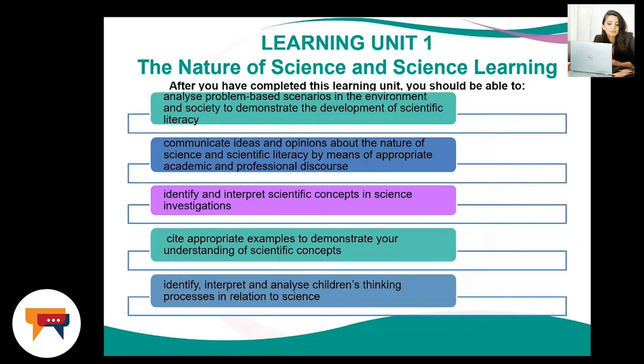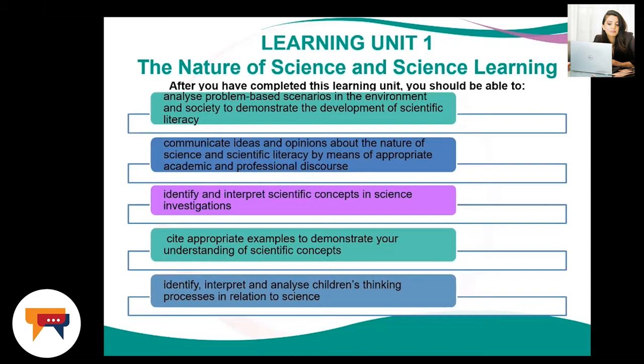And be able to get students to communicate their ideas and opinions about the nature of science and scientific literacy by means of appropriate academic and professional discourse, and then obviously identify and interpret scientific concepts in science investigation. So when you're doing an investigation, you must be able to get students to identify the scientific concepts that you're trying to teach them. And cite appropriate examples. It's always important to bring in examples when you're teaching. That's how students note what the science concept is actually about.